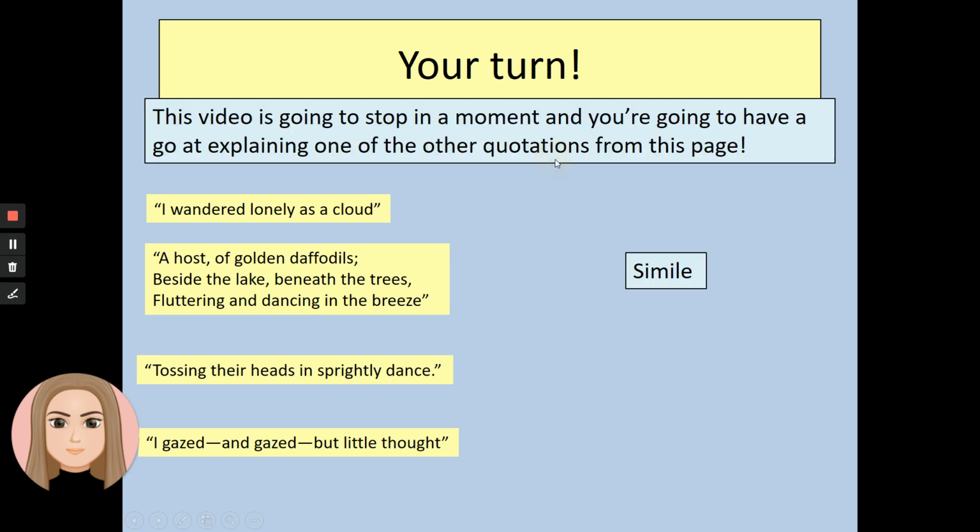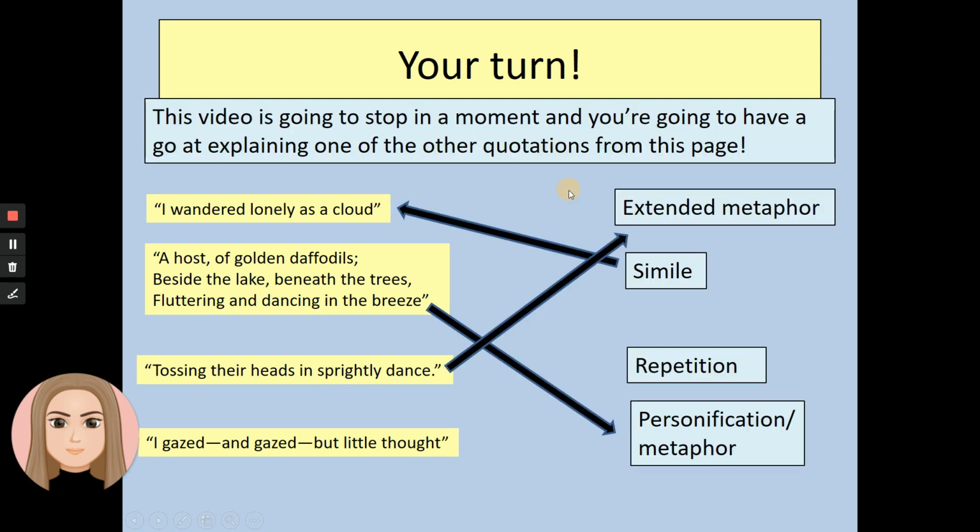It's your turn now. The video is going to stop in a moment and you're going to have a go at explaining one of the other quotations from this page in answer to the question. Now the question will be in the Google form, so please don't worry about remembering it. But you're going to choose one of these quotations, or another one if you want to push yourself, and explain how the writer has chosen words, has used language to help create that joyful and happy tone.